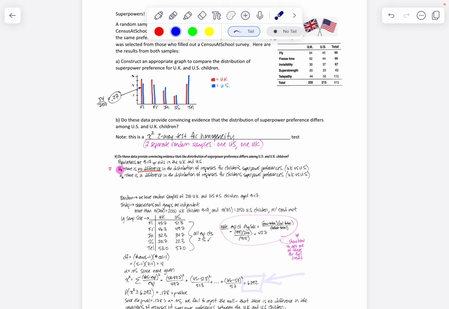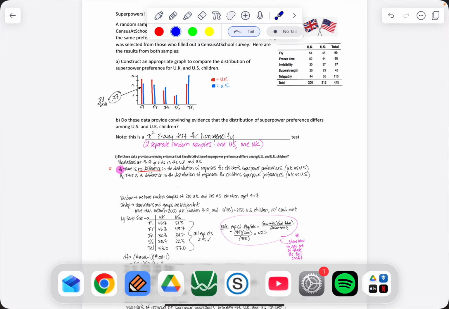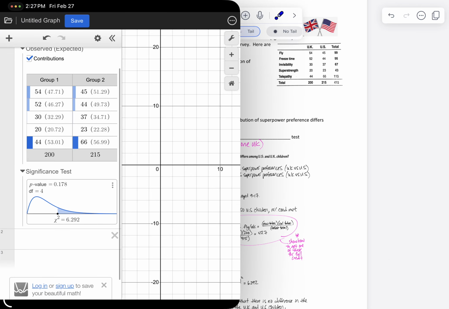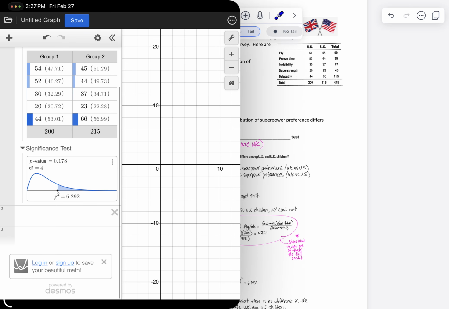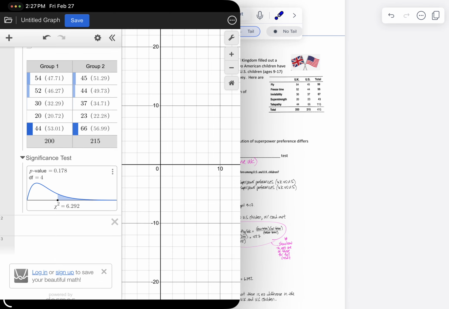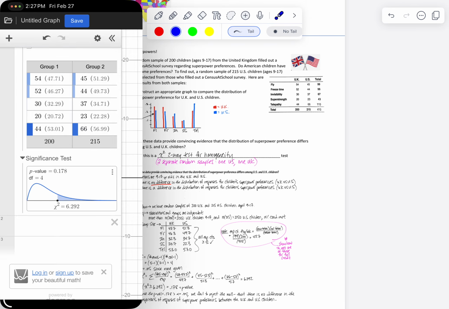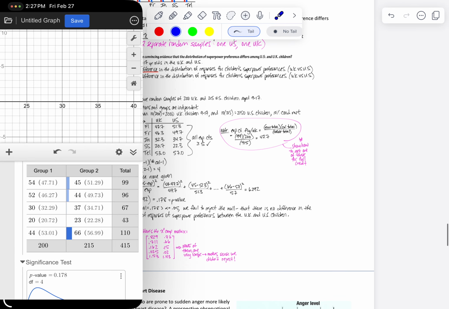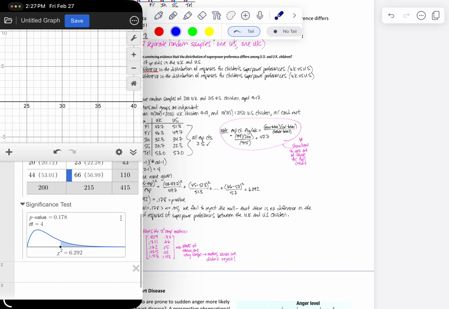Okay. Remember, when you use Desmos, don't type in the totals. Desmos is very capable of doing the totals. So your matrix just has 2 columns and 5 rows in it. Let me go back to Desmos. Here we go. You can see the chi-squared statistic under this significance test menu. It's 6.292, and the p-value is 1.178. Okay. So let me maybe shove this over so that I can continue writing. You'll notice that I have my chi-squared statistic, which is right here. Thank you, Desmos.